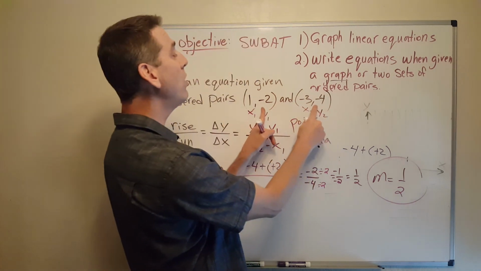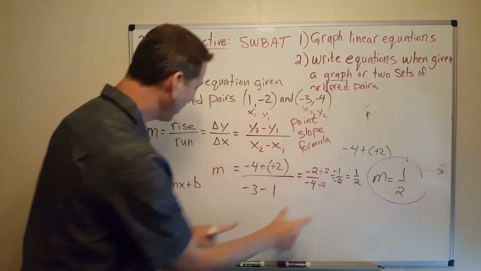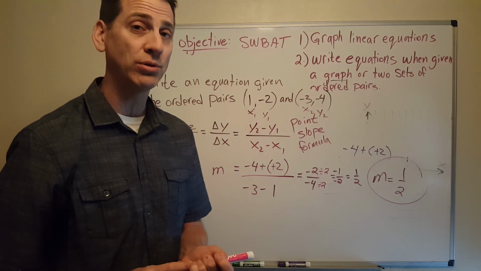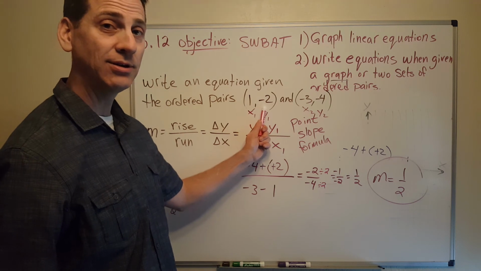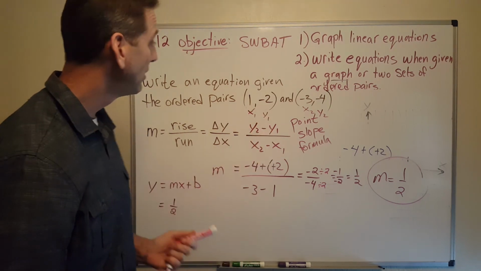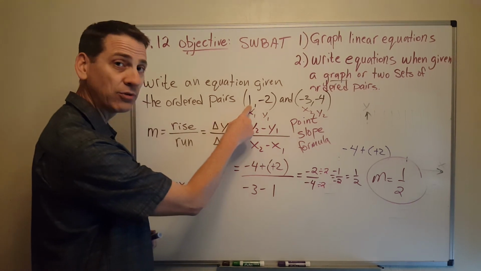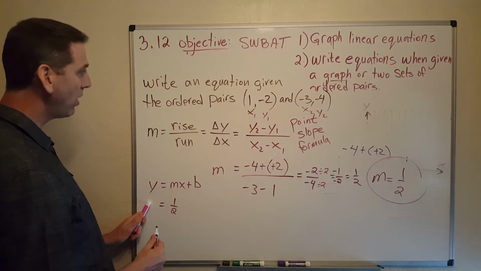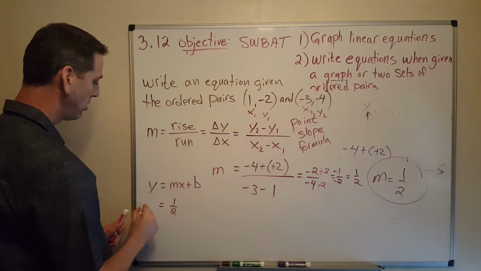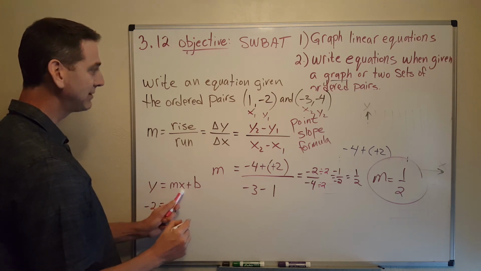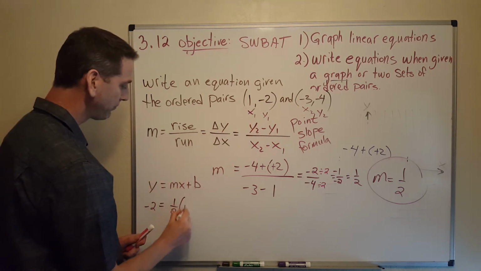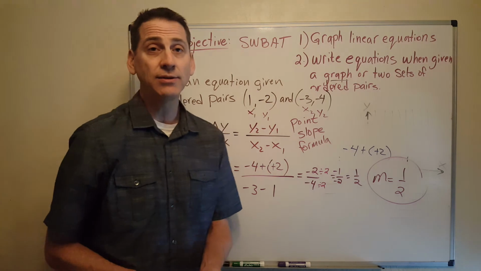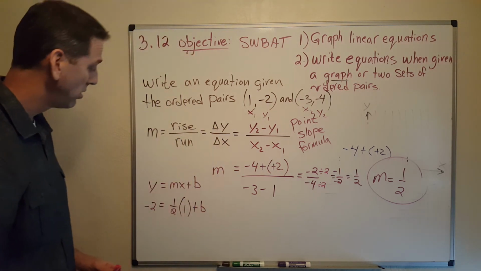So we could use either one of these to plug in for my y and my x. But here's the trick. Choose the one that has the easier numbers. I think that one has the easier numbers. 1, -2. Right? So here's what I'm going to do. For x, I'm going to substitute a 1. For y, I'm going to substitute a -2. So here we go. So y, what's y? Negative 2. And what's x? Positive 1. And then I got plus b. I don't know what b is, right? That's my y-intercept. That's what I'm looking for.